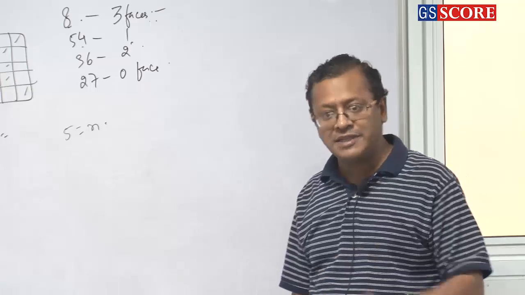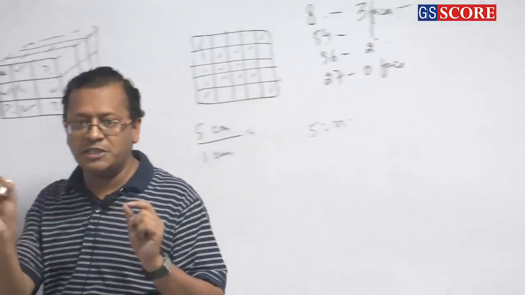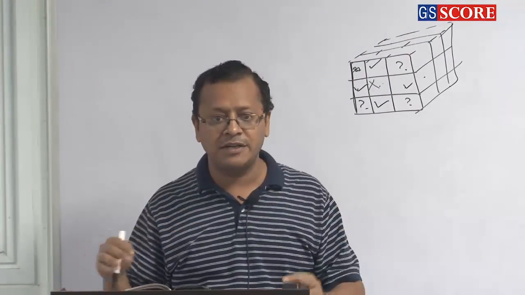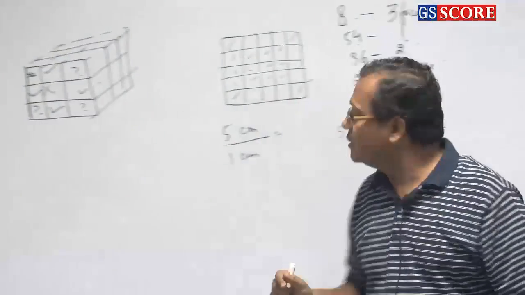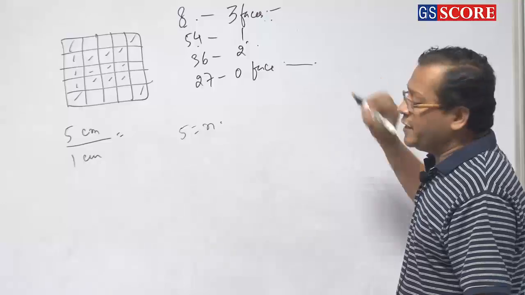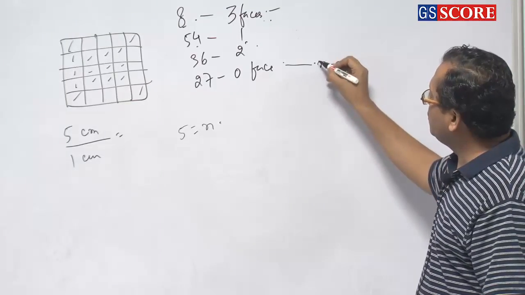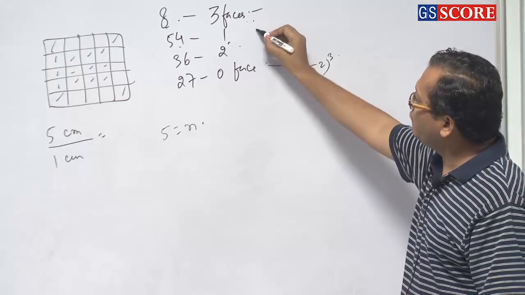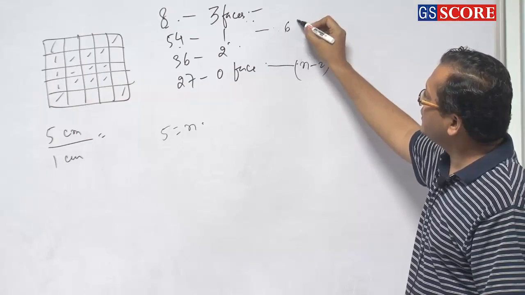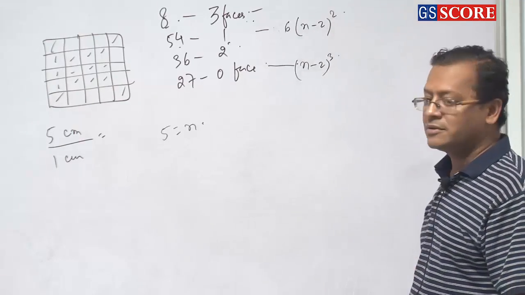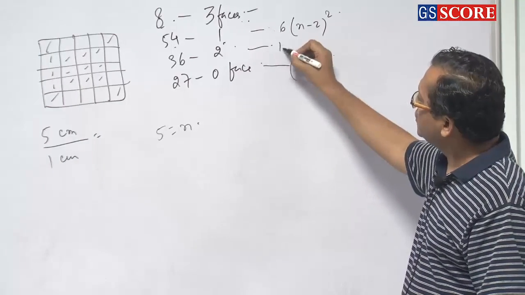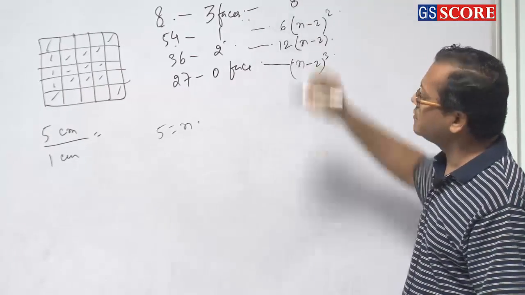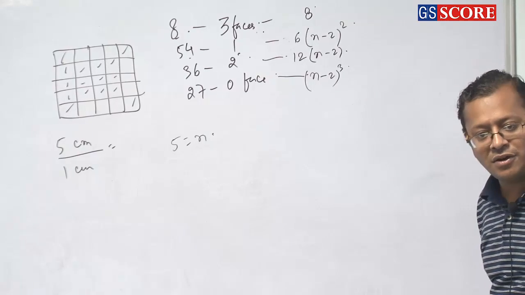If 5 is given by the number say n, which means a 5 centimeter cube cut into 1 centimeter cubes. So how many pieces are there on each side? 5 pieces on length, 5 pieces on breadth, 5 pieces on height. So if 5 is denoted by the number n, then for 0 faces, the formula is (n minus 2) whole cube. Now for 1 face it is 6 into (n minus 2) whole square. For 2 faces it is 12 into (n minus 2), and for 3 faces it is always 8. Clear or not?